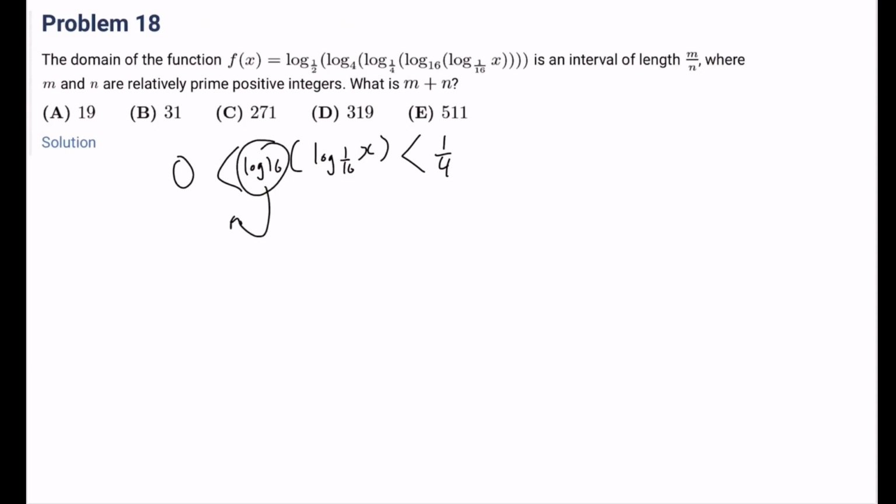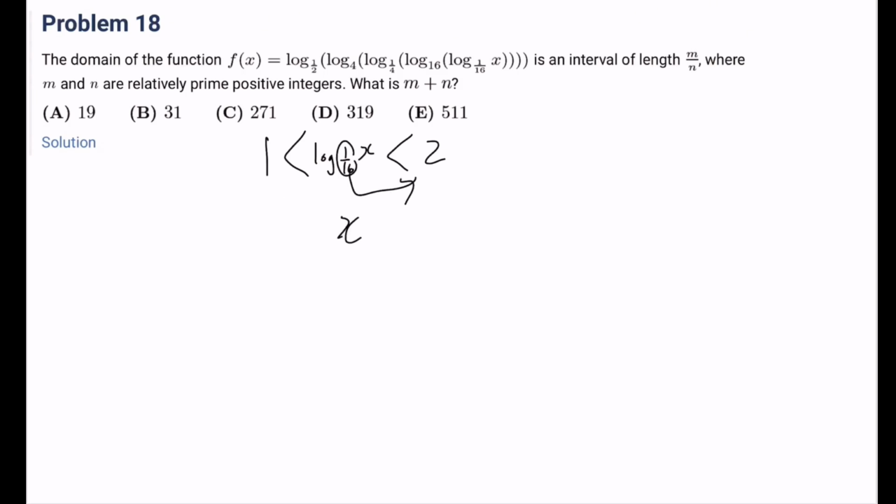And then taking this 16 out now, that means that this middle thing is going to be between 16 to the 0 power and 16 to the 1 over 4 power. 16 to the 0th power is just 1, and 16 to the 1 over 4th power is just 2. And now x is going to be between 1 over 16 squared and 1 over 16. And this much, that's just going to be equal to 1 over 256. So 1 over 256, and so this is our x.